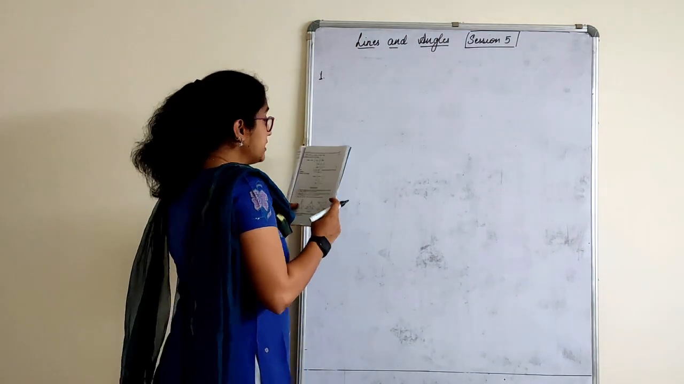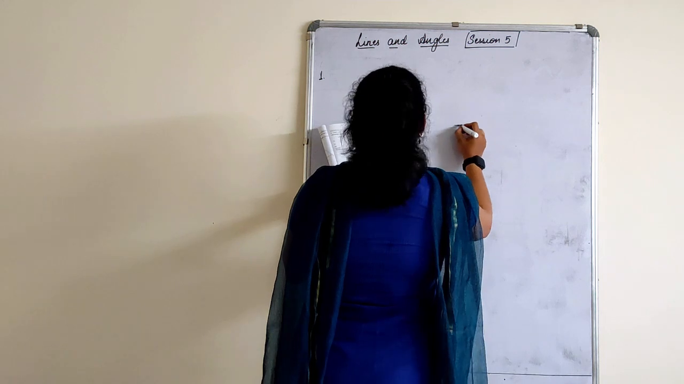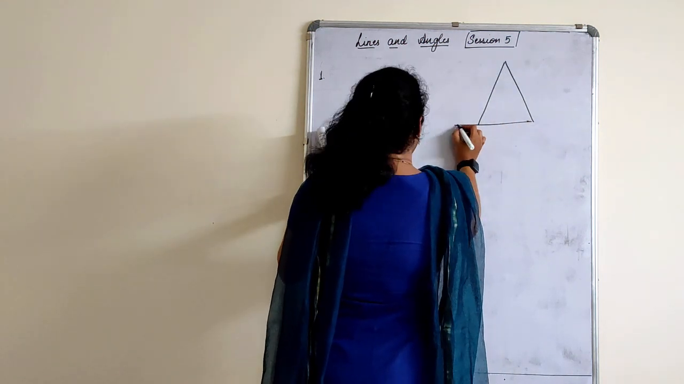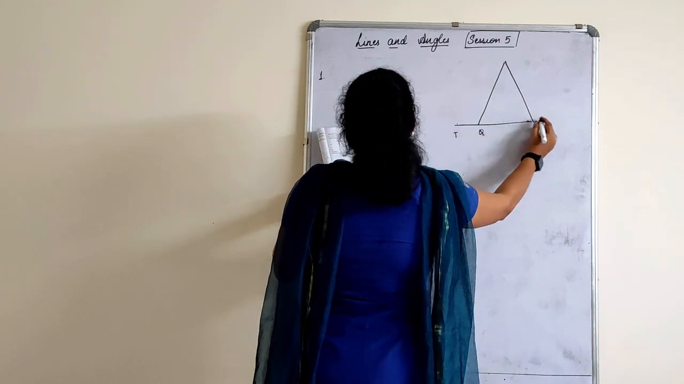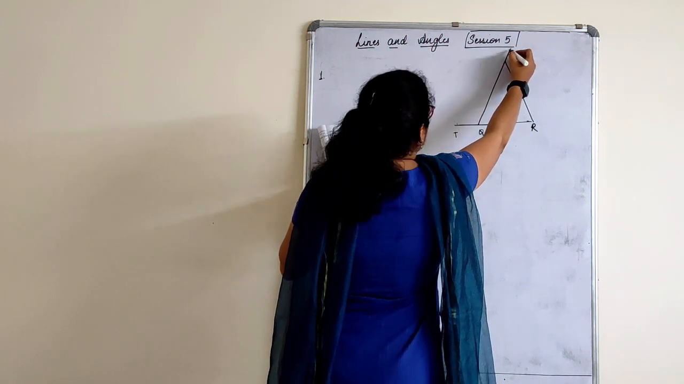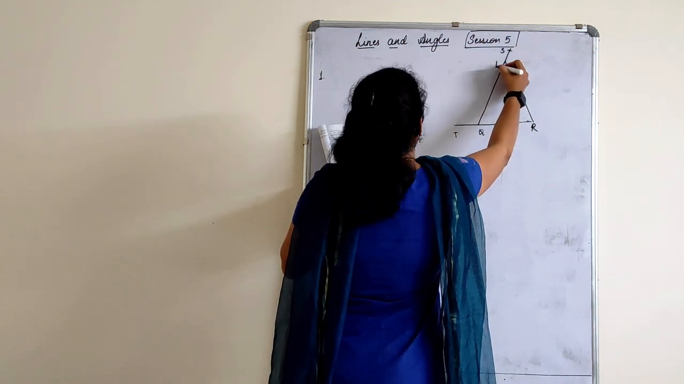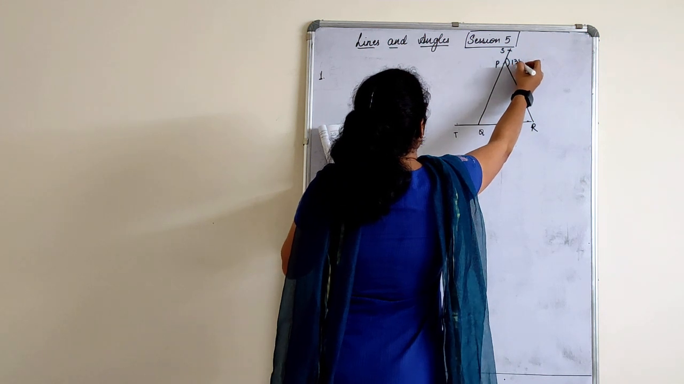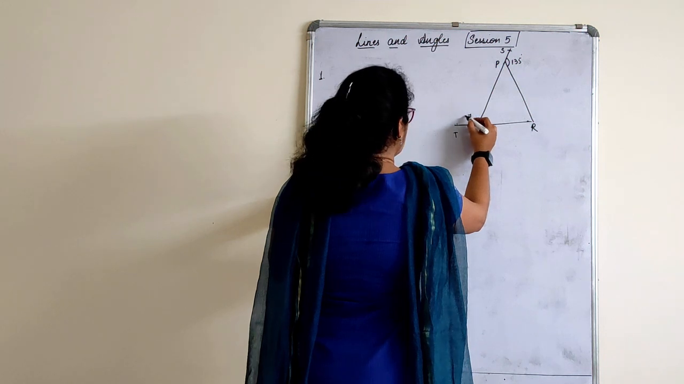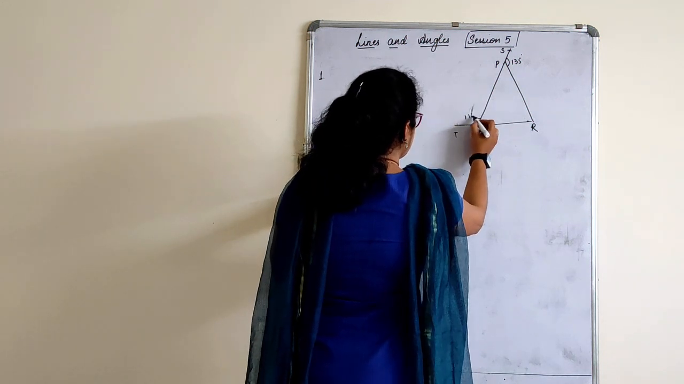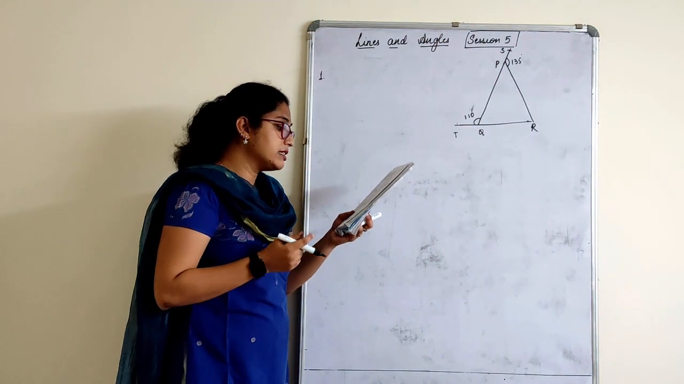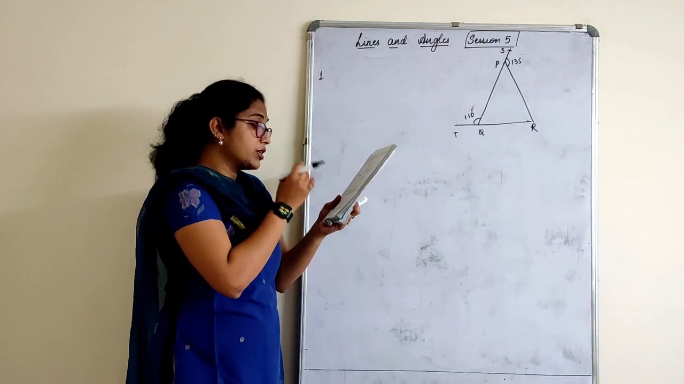In figure 6.39, that is the first one. It is a triangle where this is T, Q, R, and this is S, and where this is 135 degree and this is 110 degree. Okay, so let's write down what they have given. Sides QP and RQ are produced, that is what is mentioned here.